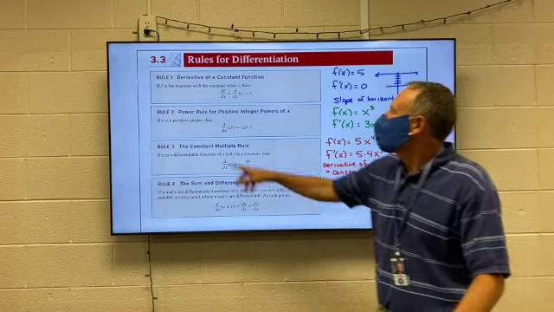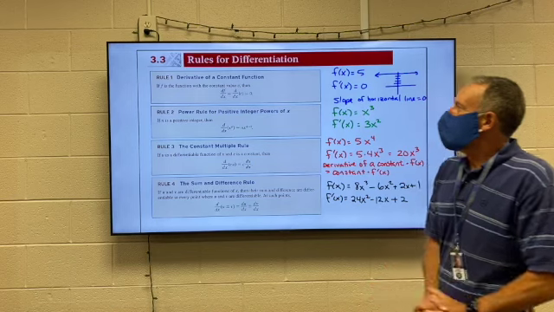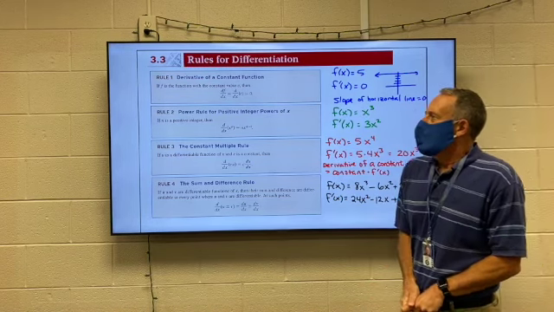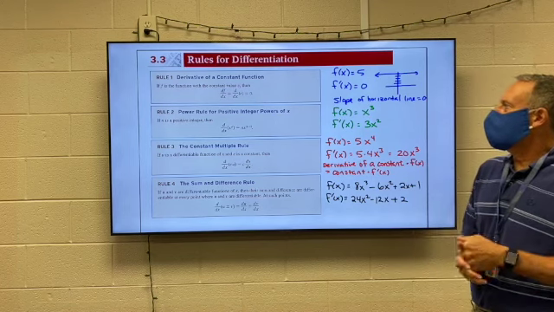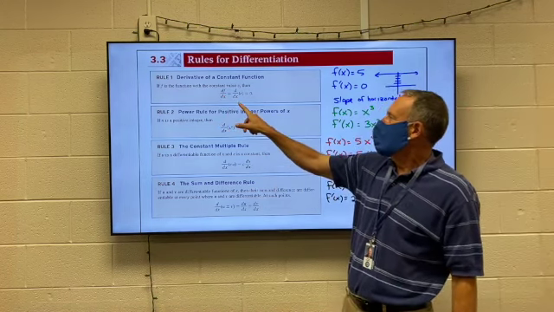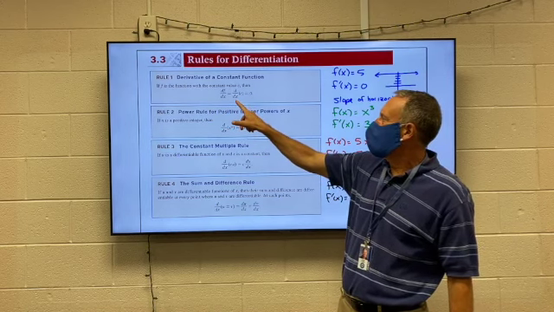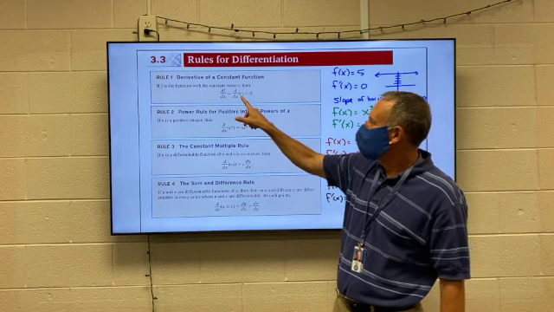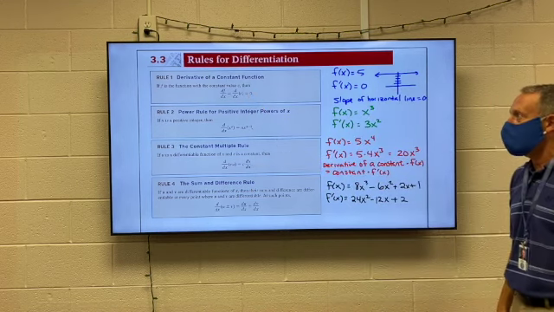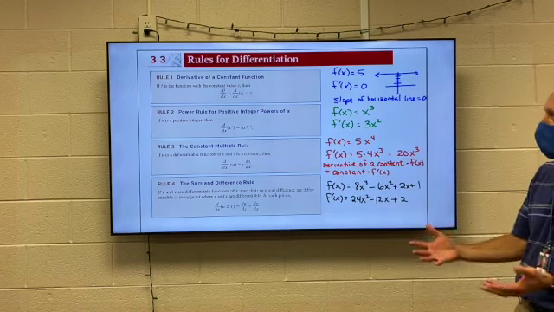So, rule number one, the derivative of a constant function. It says if f is the function with a constant value of c, then the derivative of f with respect to x is equal to the derivative with respect to x of c, which equals 0. So c is the constant. So what they're saying is the derivative of a constant value is 0.